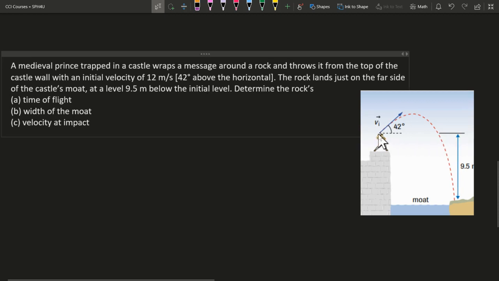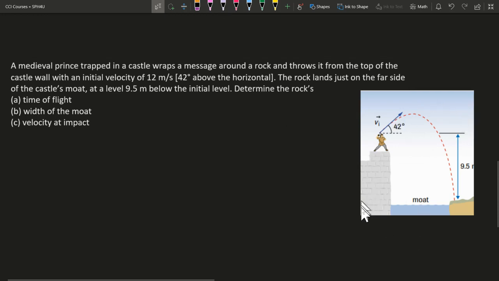Okay, so it looks like the location from which he releases the rock is 9.5 meters down, and it lands just on the far side there. Determine the rock's time of flight. Determine the width of the moat and the velocity of the rock when it hits the ground here. Okay, so we've got some work to do.